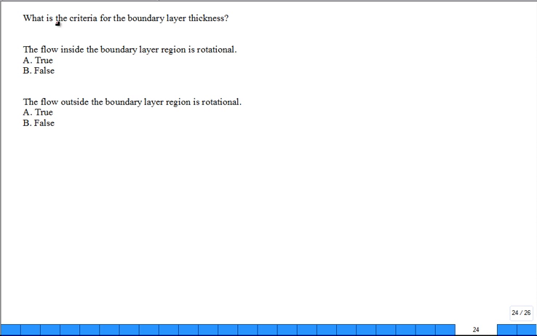What is the criteria for the boundary layer thickness? How do I calculate it? Somebody says, tell me what the boundary layer thickness is at this location x down the thin-edge plate. At this location x, tell me what delta is. How do I calculate it? What's the criteria? Short-term memory recall. I just had the equation up. What was the equation?